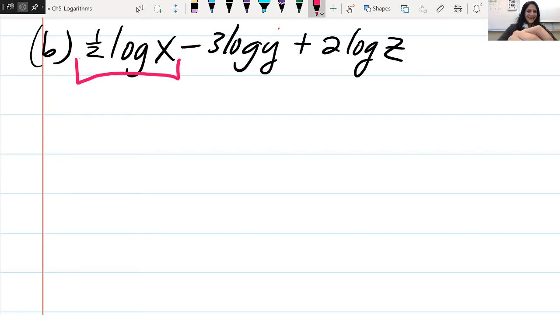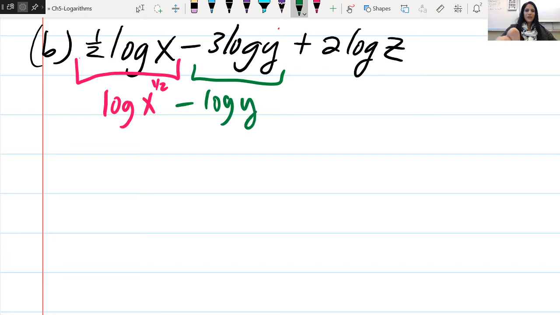Okay. So, do we see that this is going to be log x to the 1/2? And then keeping this going, if we go on to the next one, here we'd have minus log y cubed. And then if we go on to this one, we're going to have plus log z squared. Good?